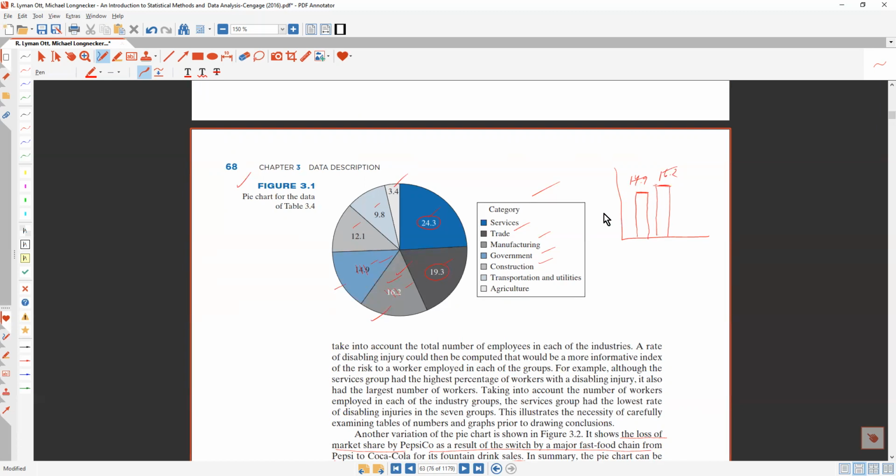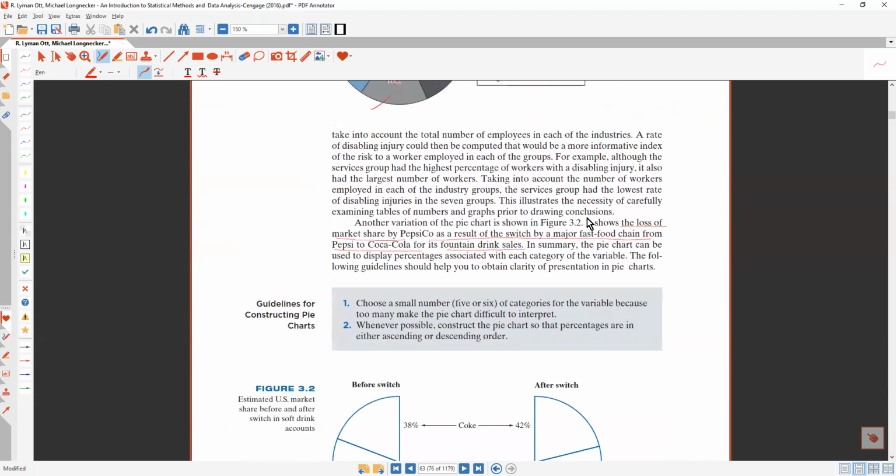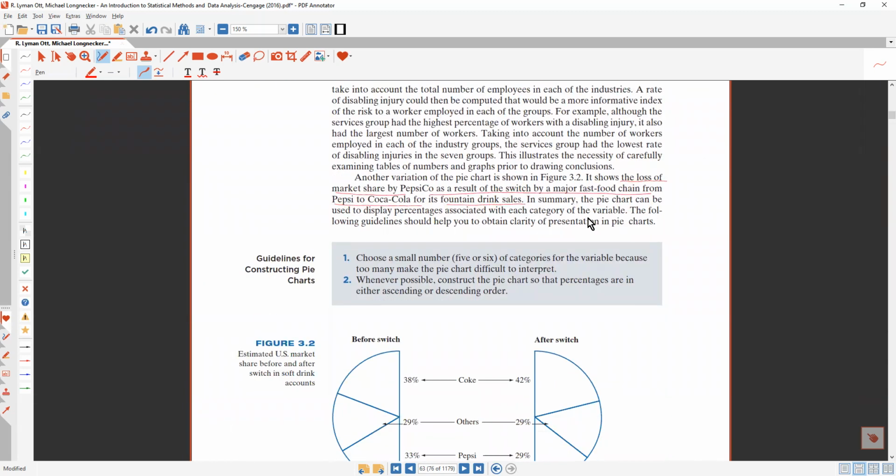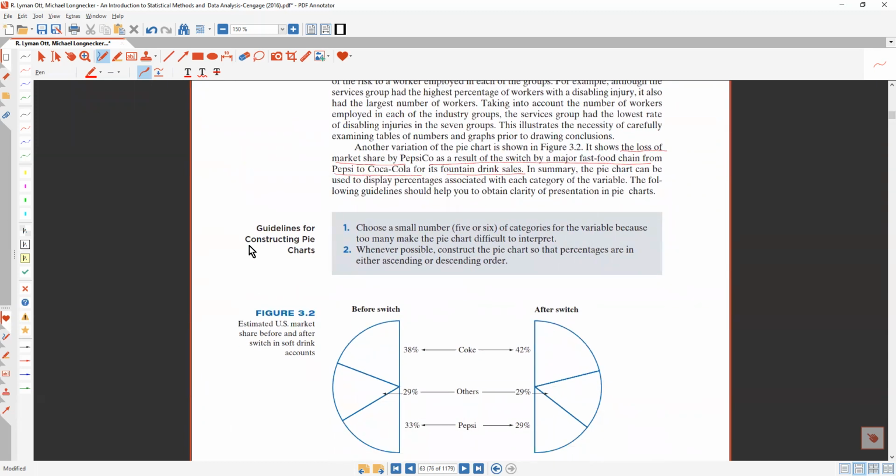You're looking at the woods and you can tell which tree is taller because you can see that horizon. This is much more difficult because you don't get that visual horizon to see which one's taller than the other. So we have to be careful with pie graphs. Well, there's some guidelines for constructing pie graphs.